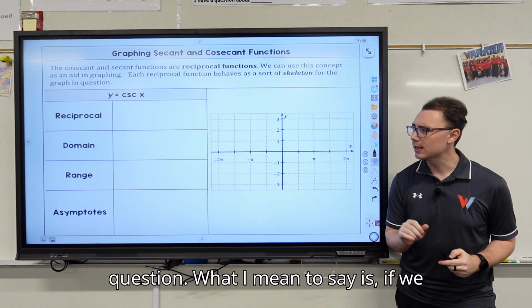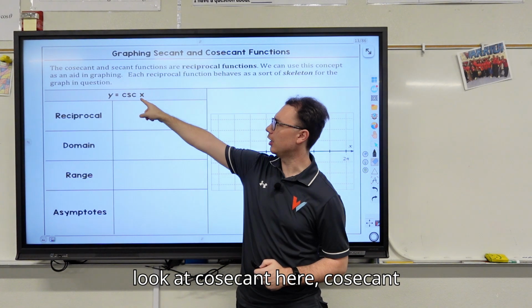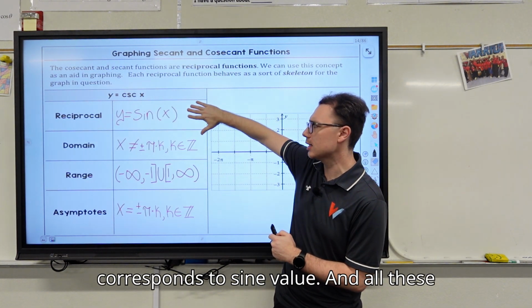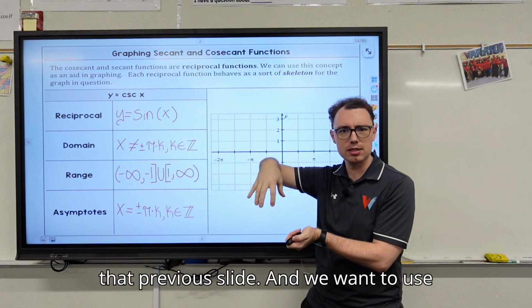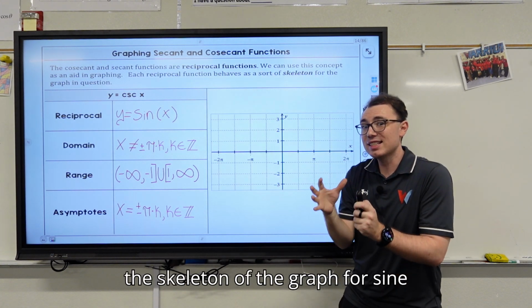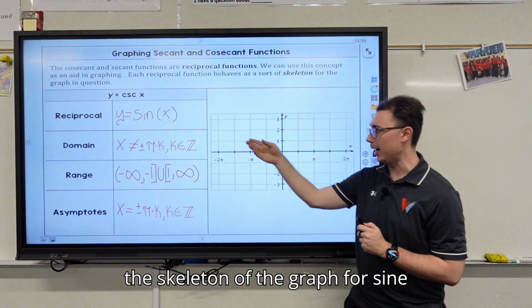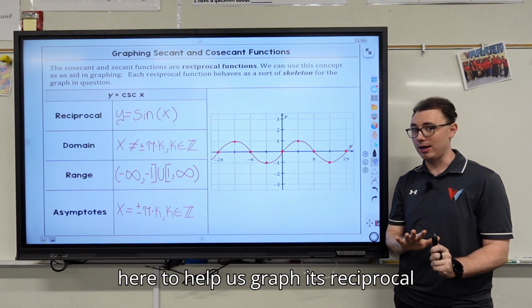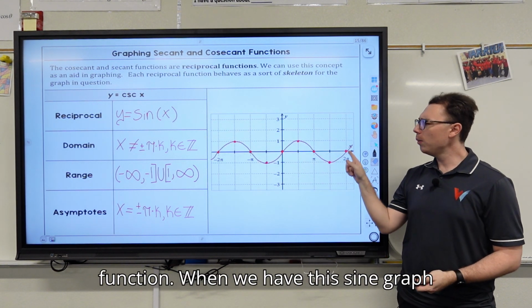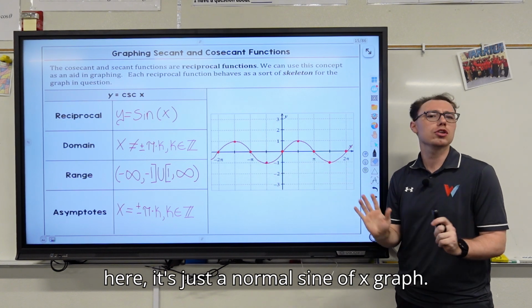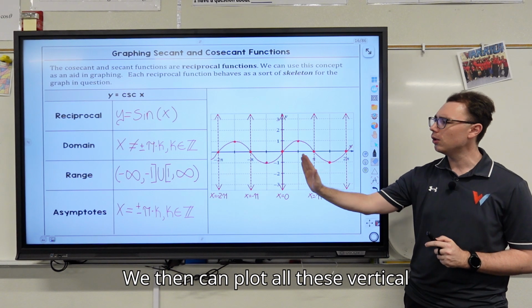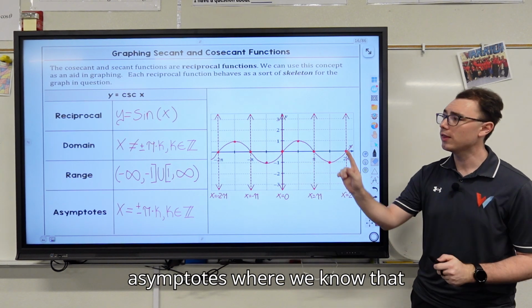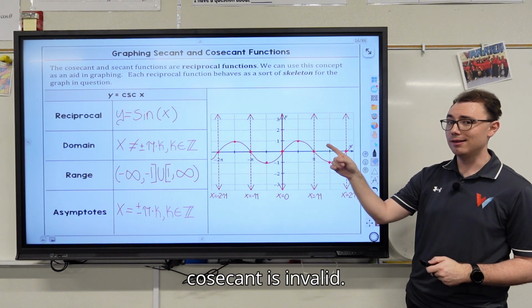What I mean to say is, if we look at cosecant here, cosecant corresponds to the sine value, and all these domains and ranges are just coming from that previous slide. And we want to use the skeleton of the graph for sine here to help us graph its reciprocal function. When we have this sine graph here, just a normal sine of x graph, we then can plot all these vertical asymptotes where we know that cosecant is invalid.